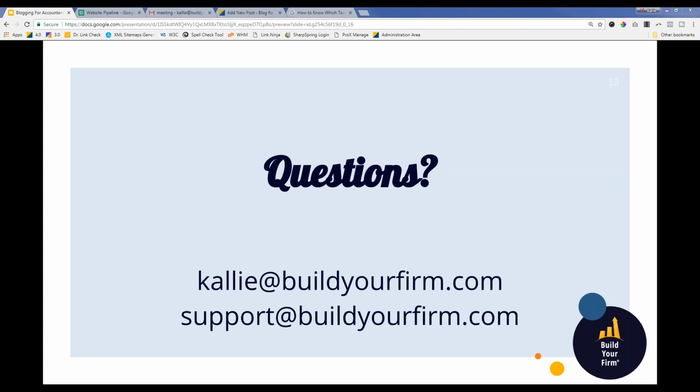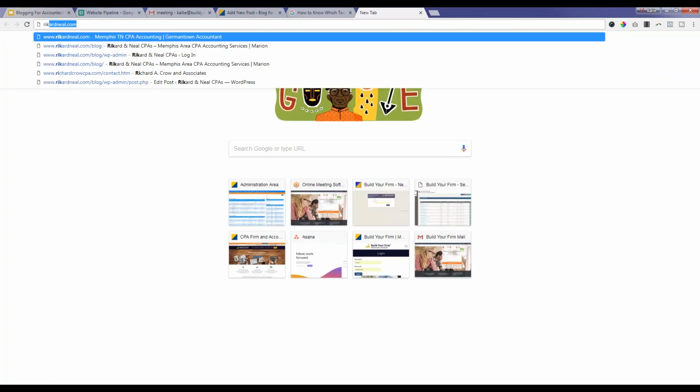So, a question about how to post out to social media from a blog. There are a couple of ways to do this. The first way, you obviously can always just grab the URL of your blog post. Let me go to one of our clients' websites here, and I'll show you how that looks.